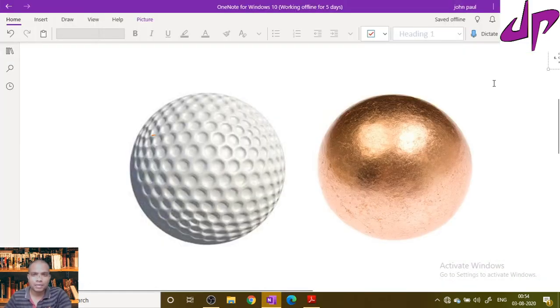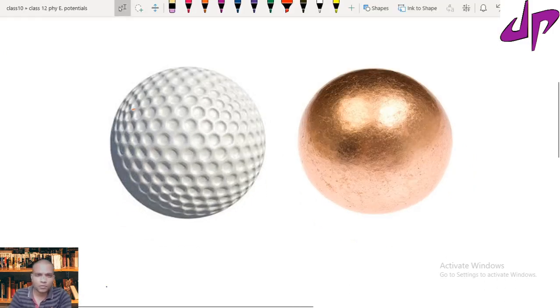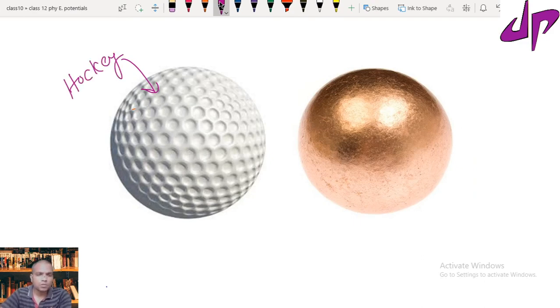Suppose you take two different objects. This plastic hockey ball is an insulator. If I put a charge on this hockey ball, suppose I give it a negative charge, this negative charge will remain here. It will be located here only. It does not change its position. So it remains.